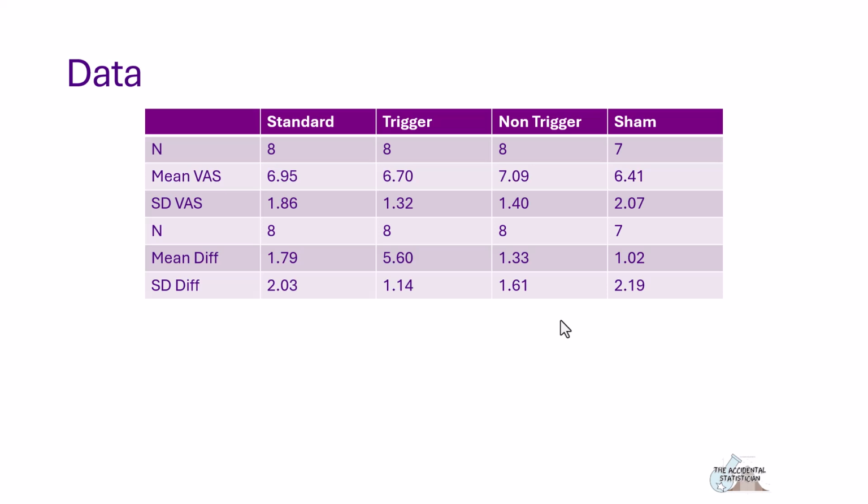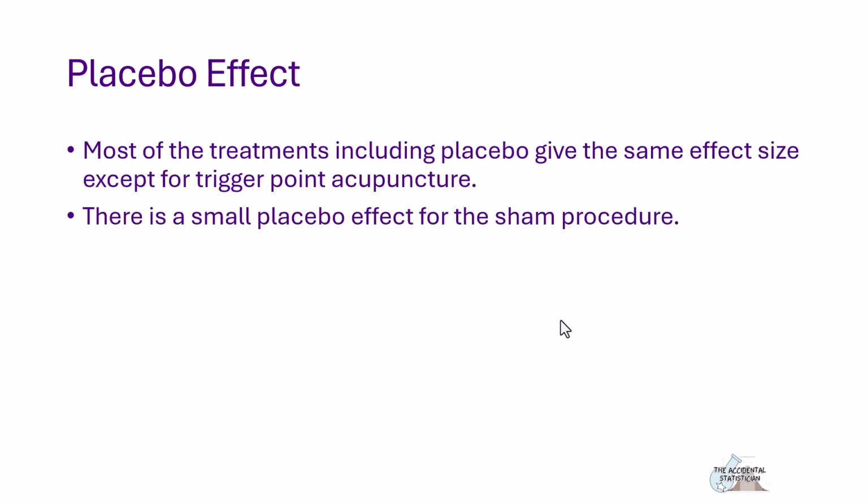Here is the data table. So we have the number in each of the studies, 8, 8, 8 and 7 after the dropouts. Got the mean before. These are higher mean VAS scores before than in the other studies, and we've got the mean differences. So you've got standard, trigger, non-trigger and sham. Really, ideally here, the comparison is between standard and sham, although trigger is getting by far a much larger effect size, but I don't think that is comparable with the other treatments.